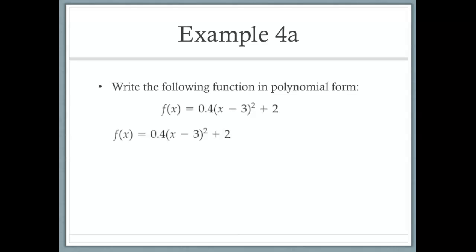So (x minus 3) times (x minus 3) is going to be x squared minus 3x plus 9, so minus 6x in there. Now note that this entire thing is still in parentheses, and we're going to need to distribute that 0.4. So it's a lot of multiplying and distributing in order to get it into polynomial form. So multiplying this out, we have 0.4x squared minus 2.4x plus 3.6, plus the 2 on the outside, so that gives us plus 5.6.